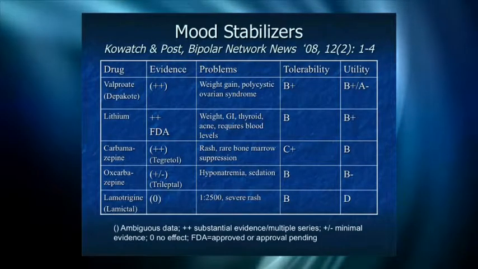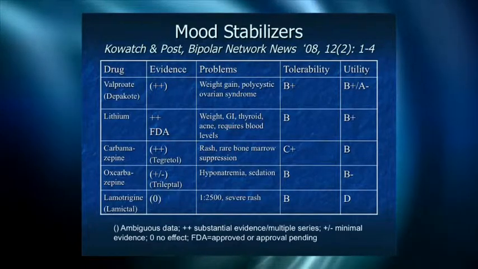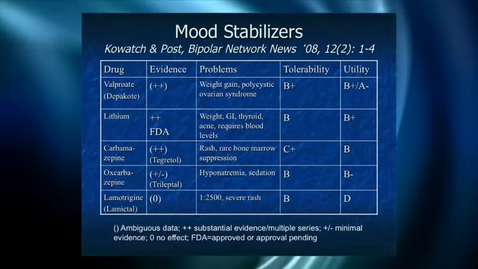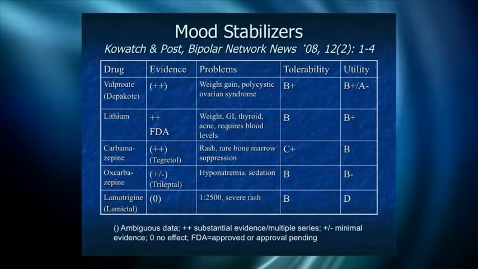Tolerability is the rating of the side effects and how bothersome they are. Are they a nuisance or are they really problematic? And then overall utility combines that evidence along with the tolerability. And you see the grades are mostly around a B.